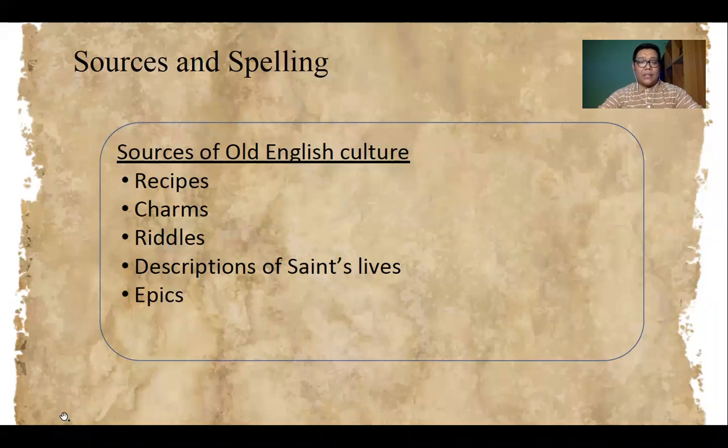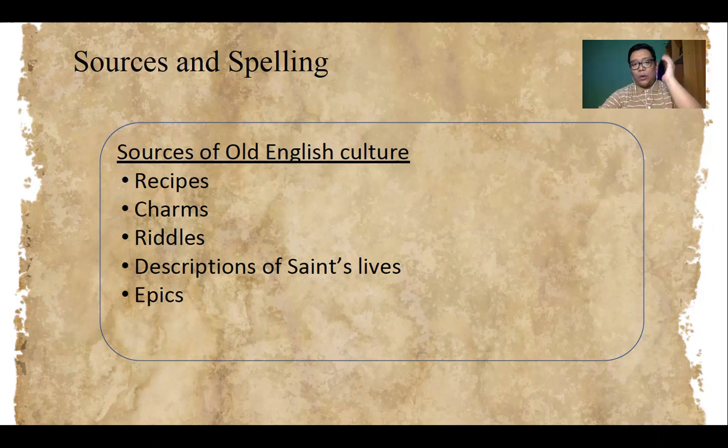Before anything else, let's talk about the different sources in spelling. So we have different sources and spelling for the Old English period. And these sources of Old English culture include recipes. We have charms, riddles, mostly oral literature. We also have descriptions of saints' lives and epics. For example, we have the famous epic Beowulf.